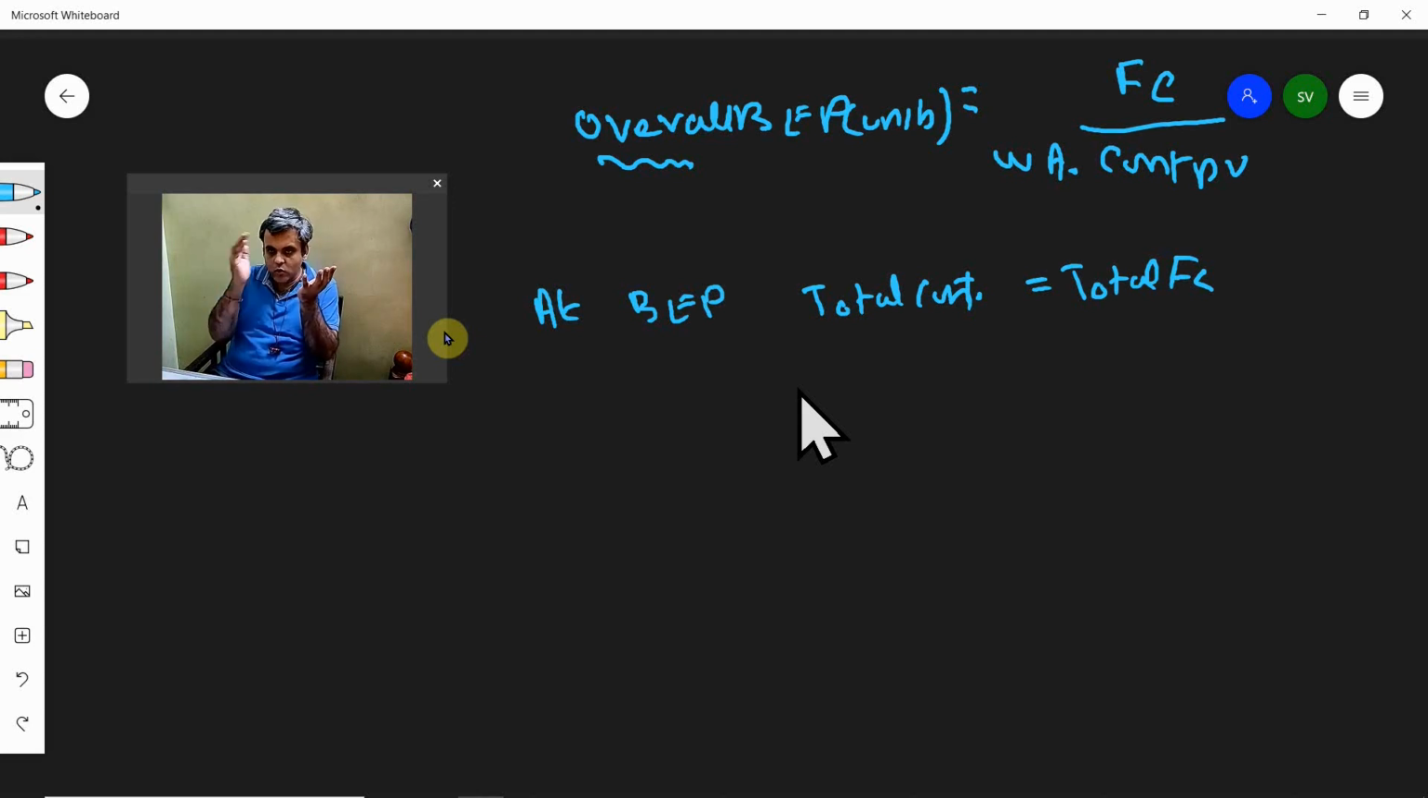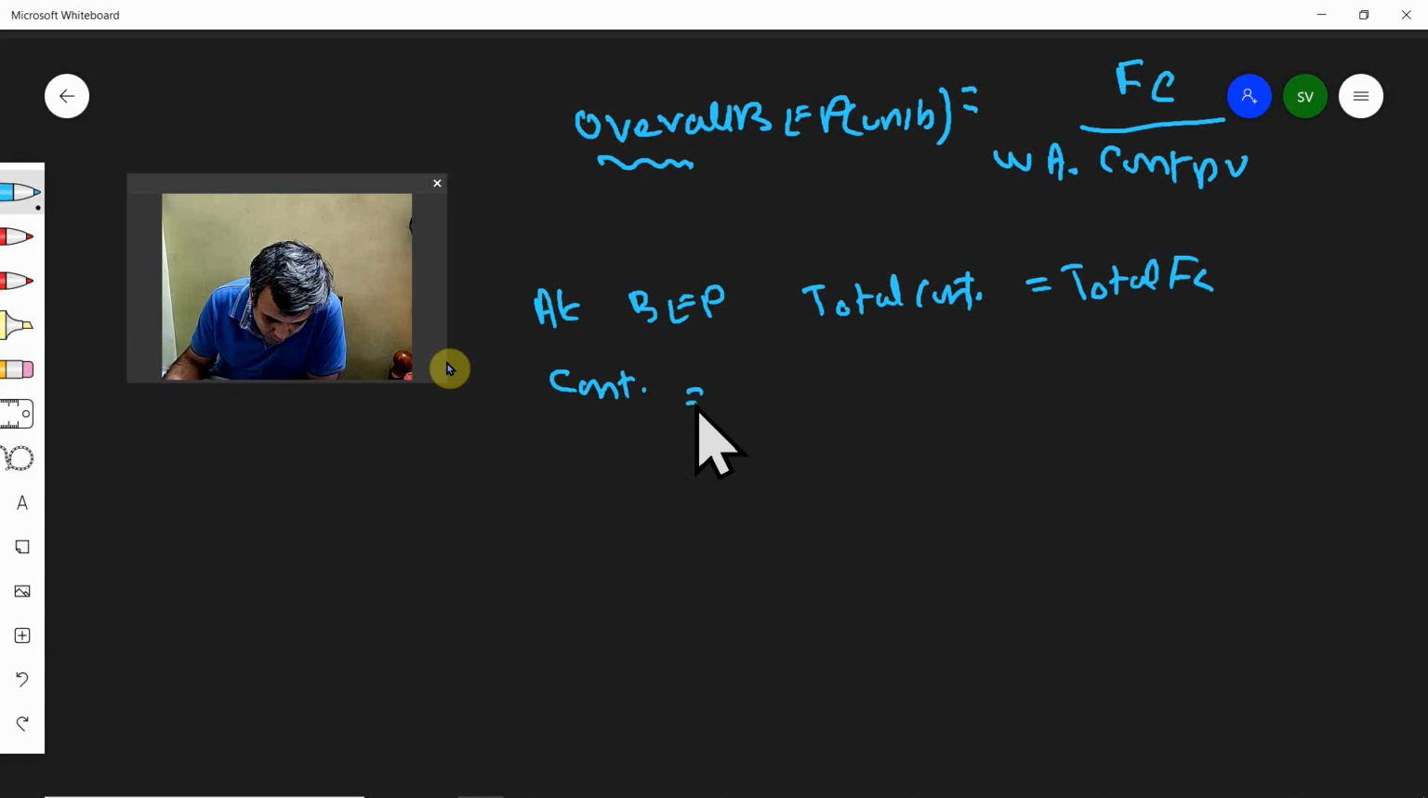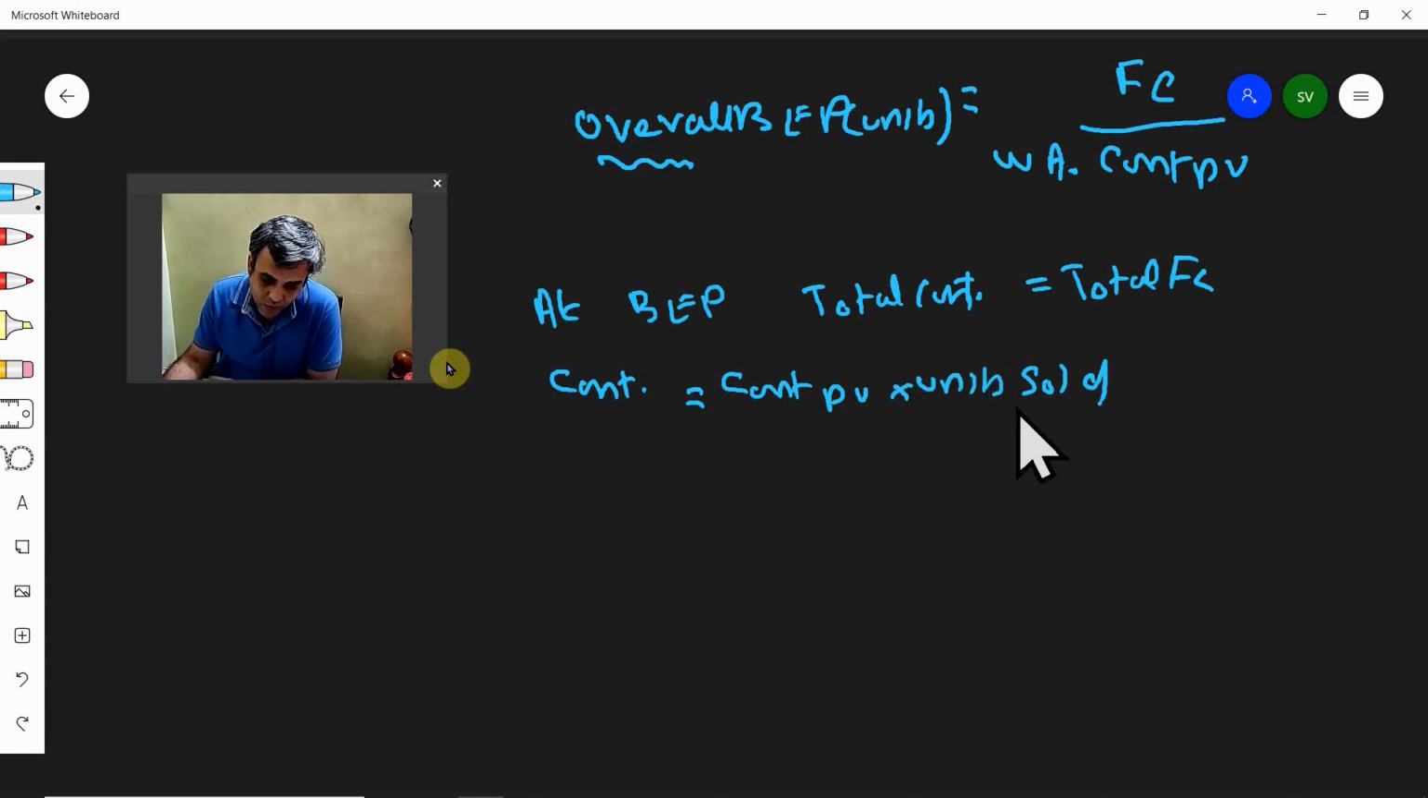So we know that at BEP, my total contribution should be equal to total FC. Am I right? Shall I proceed? I also know this contribution is equal to contribution per unit into units sold. So number of units sold into contribution per unit will give me the total contribution. You are able to visualize.